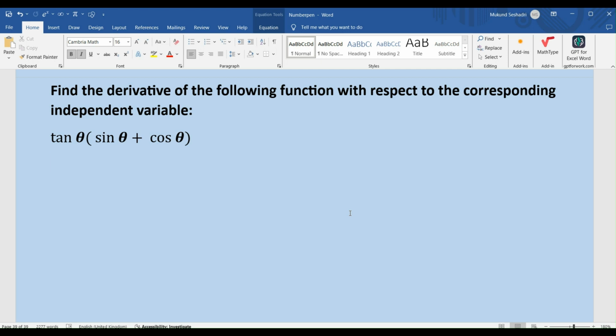So there we have the problem on our screen. Find the derivative of the following function with respect to the corresponding independent variable. The function that's been given to us is tan theta into sine theta plus cos theta, right? So looks like it is a product of two functions and we call them u and v. And if u is going to be tan theta, my v is again a sum of two functions, which is sine theta and cos theta. So let's write them down and let's solve it step by step.